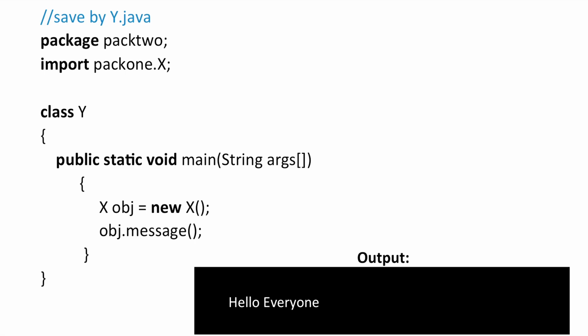So what is the second method different from? It is different in that we are importing not pack1 dot star. We are here importing that particular class whose method we want to access. For example, in pack1 we are having class X, and class X is having this message method, and we want to make use of this message, and we want to print hello everyone. So then we will be having pack1 dot X, not in place of pack1 dot star we have used pack1 dot class name. So output we are having hello everyone.